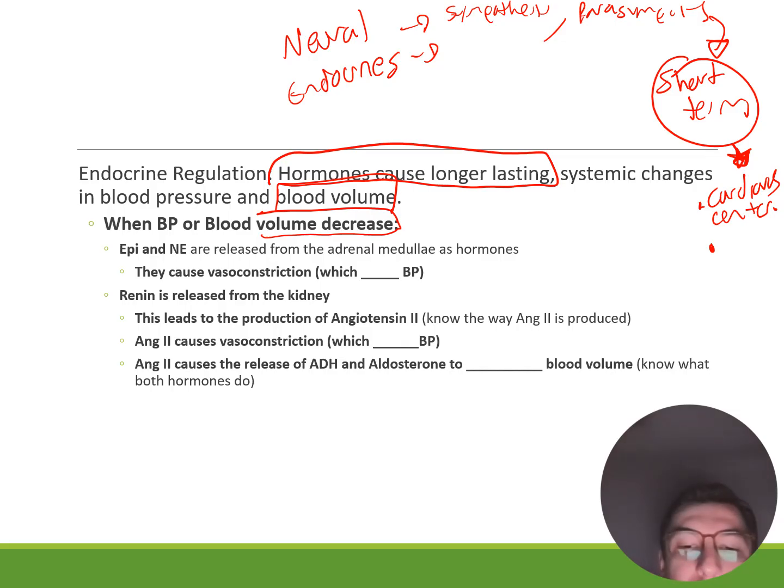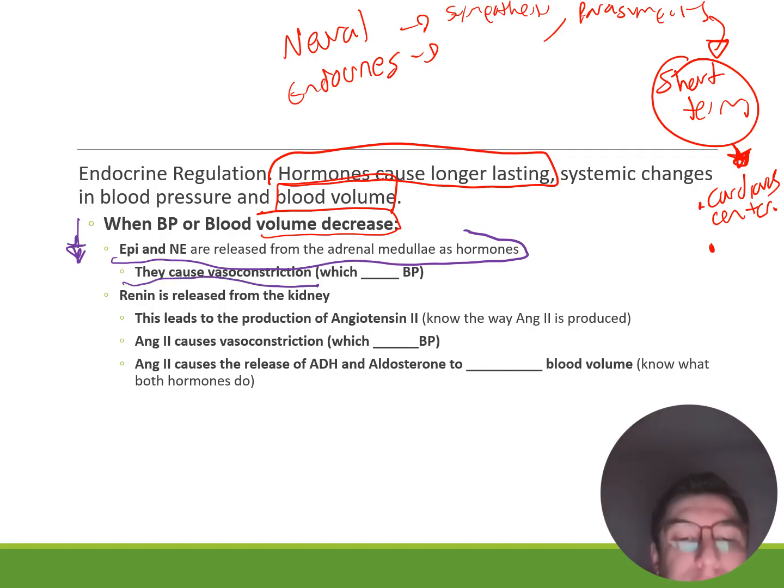Now, let's take a look at what happens when there is a decrease in blood pressure or a decrease in blood volume. Epinephrine and norepinephrine are released by the adrenal medullas as hormones, and they are causing vasoconstriction, which in turn is increasing blood pressure because they're trying to redistribute blood flow. Renin is released by the kidneys, and this renin leads to the production of angiotensin 2. Angiotensin 2 is produced by a couple of steps.